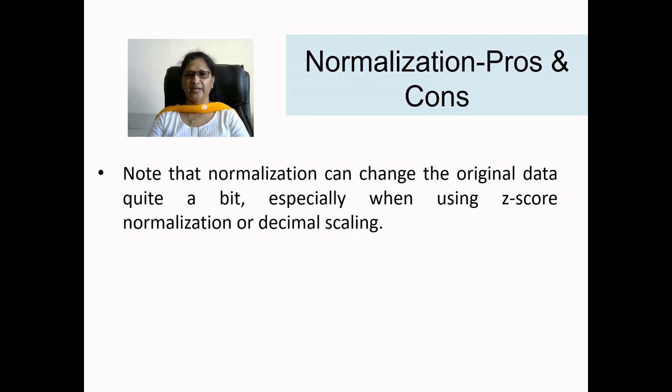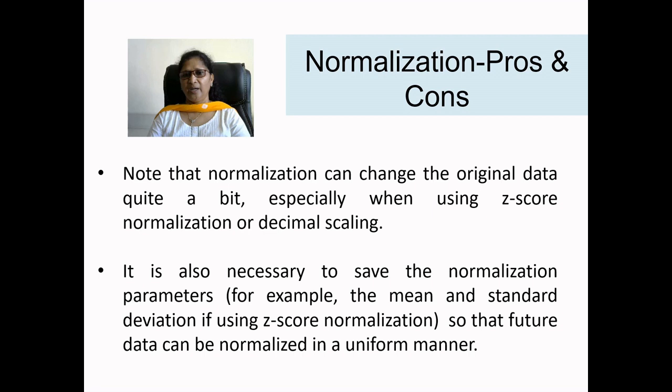So we learned 3 techniques for normalization: MinMax normalization, ZScore normalization and decimal scaling. Note that there are some pros and cons associated with these techniques. Normalization can change the original data quite a bit, especially when we use ZScore normalization and decimal scaling. It is also necessary to save normalization parameters, that is parameters which we used, mean and standard deviation, so that in future we can bring it back or we can normalize it to uniform.